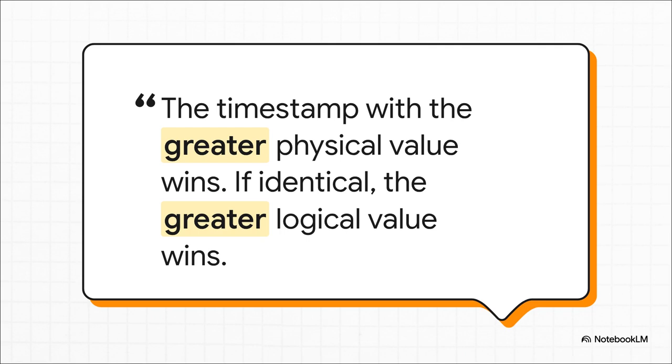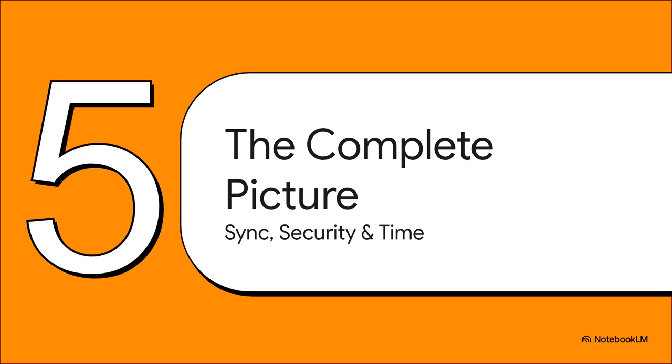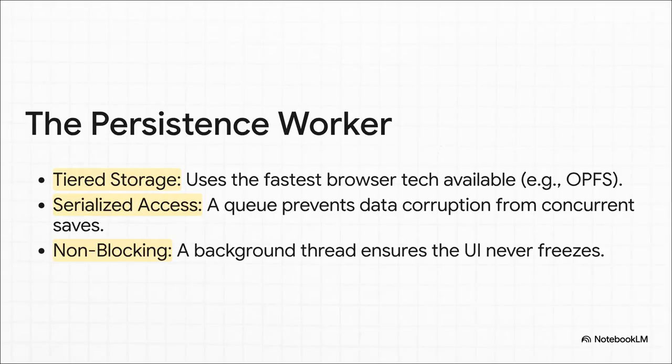Problem solved. So let's pull all these threads together. You've got this smart hybrid sync engine. You've got the paranoid zero-trust security model, and you've got this perfect tie-breaking clock system. Those are the three pillars. But there's one last piece of the puzzle, an unsung hero that makes the whole thing actually feel fast and smooth to you, the user. And that hero is the persistence worker.